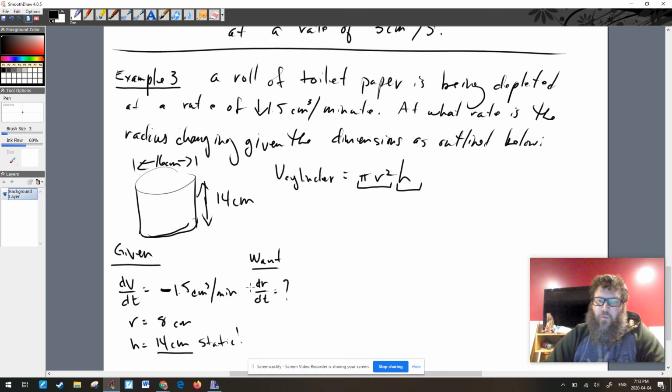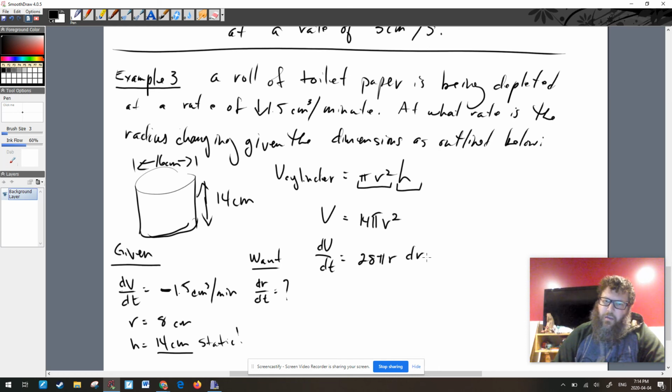So I can take that 14 and substitute it in. This is actually 14 pi r squared, and I can get rid of the h entirely because that 14 is static. All of a sudden, my differentiation is much more trivial. So I know then that dV by dt is going to be 28 pi r dr by dt. And I know what dV by dt is: negative 1.5 is equal to 28 pi r dr by dt.